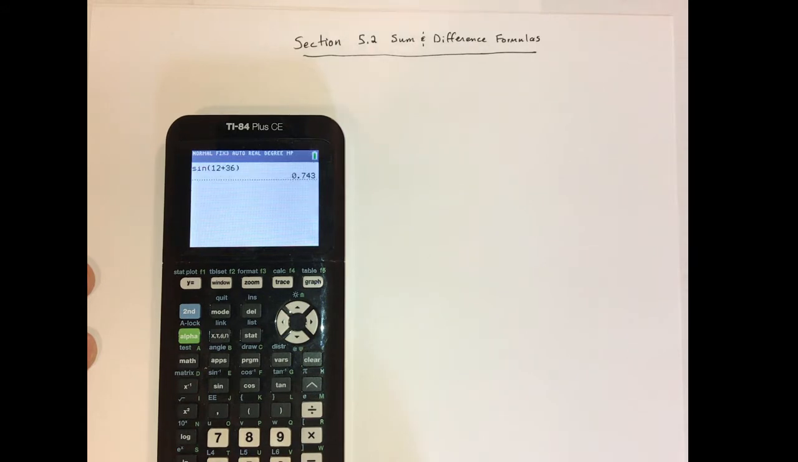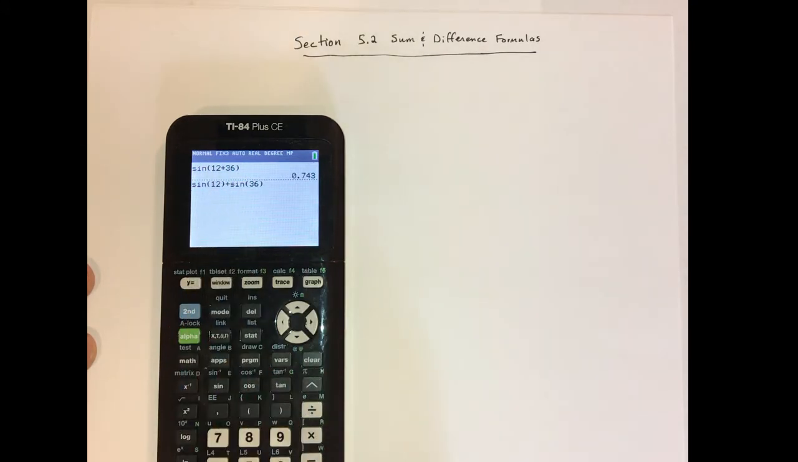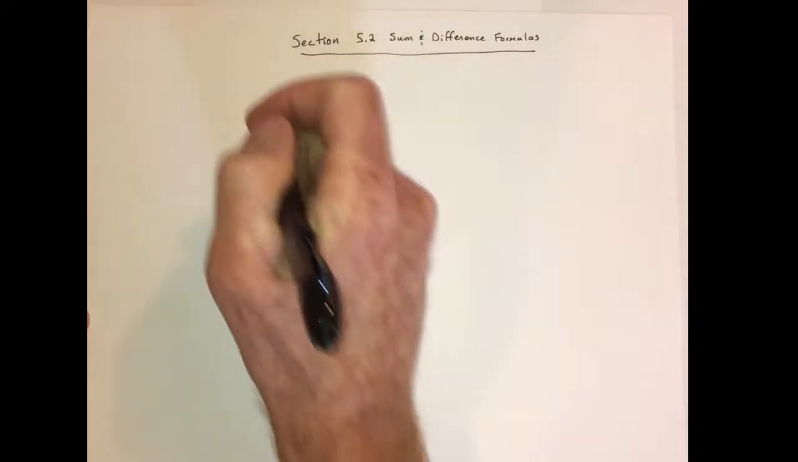Okay, it equals 0.743. Well, is that the same as doing sine of 12 and then plus sine of 36? In other words, can you just distribute sine across this plus sign? And the answer is no, those are not the same. So we need to use the sum and difference formulas.